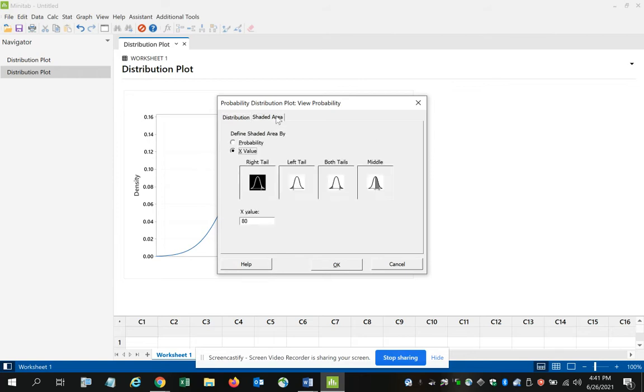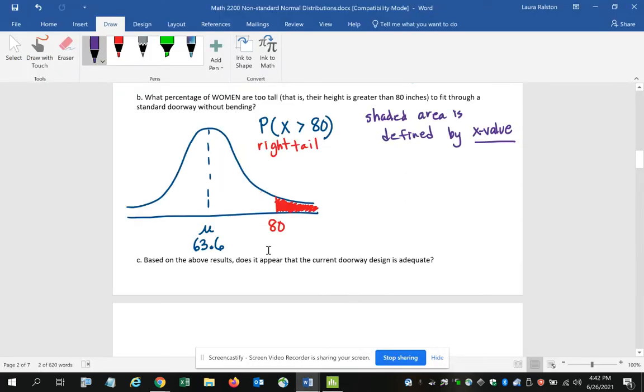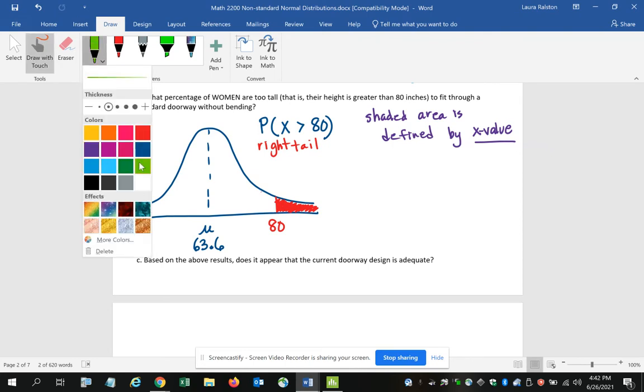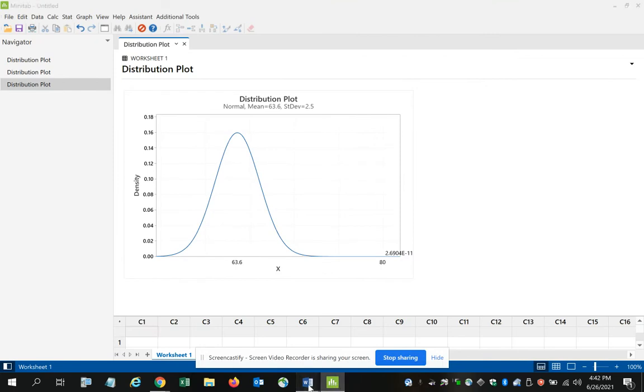I click on the shaded area tab. My area was defined by the x value. Again, it's a right tail and my value is 80. I click OK. And again, I get this graph, and this looks really funky when you look at it because it's 2.6904 e to the negative 11. It is such an extremely small number that Minitab has converted it to scientific notation. So let me go back here because I don't remember what it was. 2.6904.